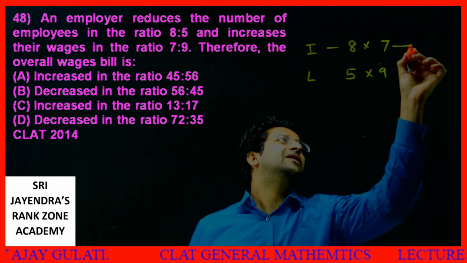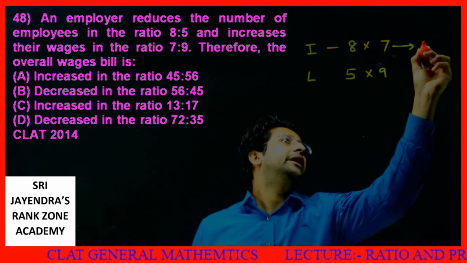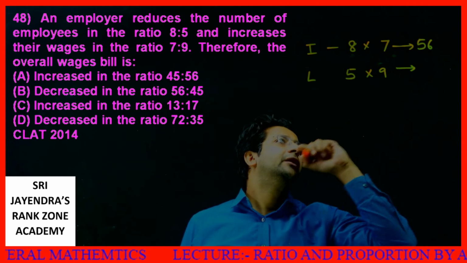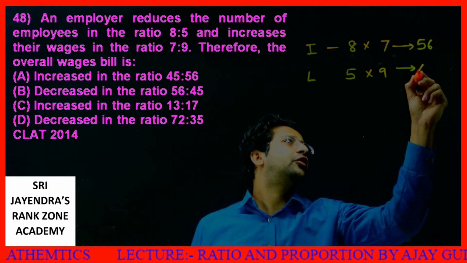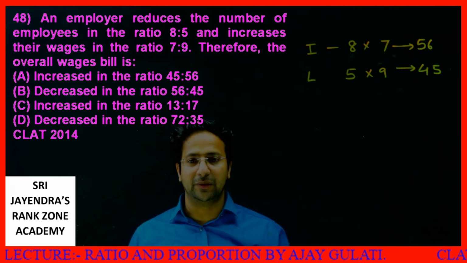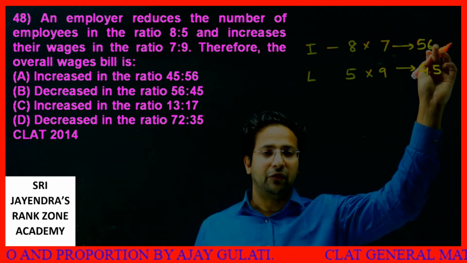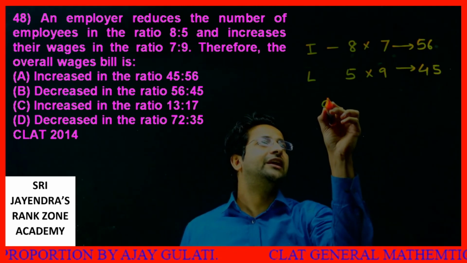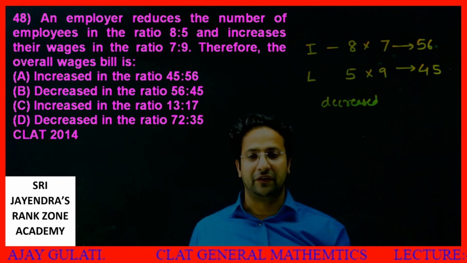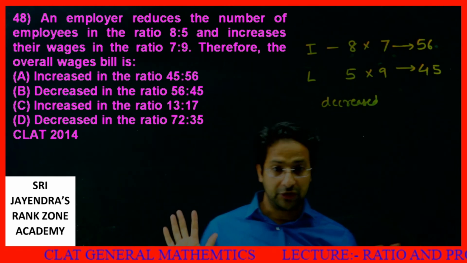So in total, how much was he paying earlier? 8 into 7 is 56, and 5 into 9 is 45. What are we being asked about? The overall wages bill: this was initially 56, now it is 45. So I will say decreased. Decrease in the ratio 56:45. Option number B is your answer. Very easy question. I hope it is clear to all of you.